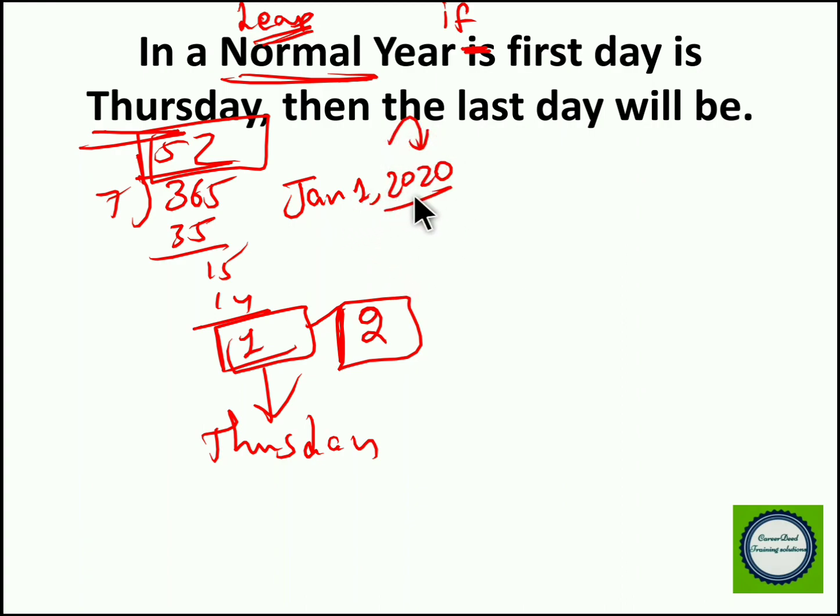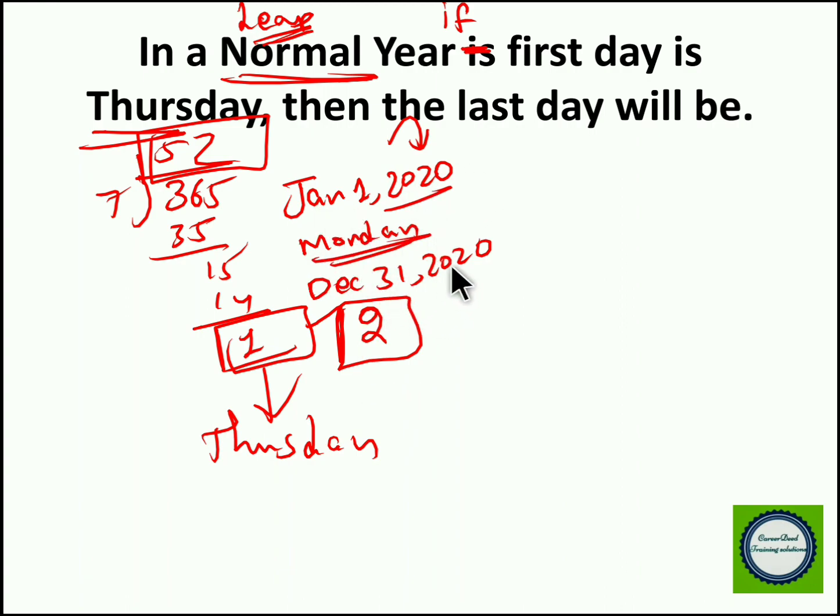So January 1, 2020 is a leap year. Now for an example, if January 1, 2020 is Monday, then what is December 31, 2020? Actually, January 1, 2020 is Monday, so our assumption is January 1, 2020 is Monday. Might be it's a different day, but for our assumption we are taking it as Monday, right? So January 1, 2020 is Monday.